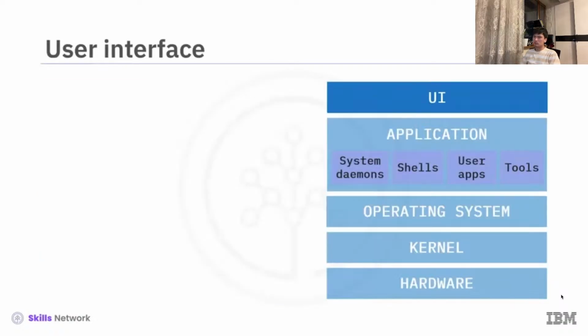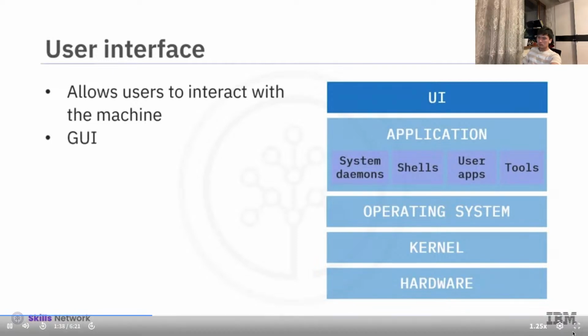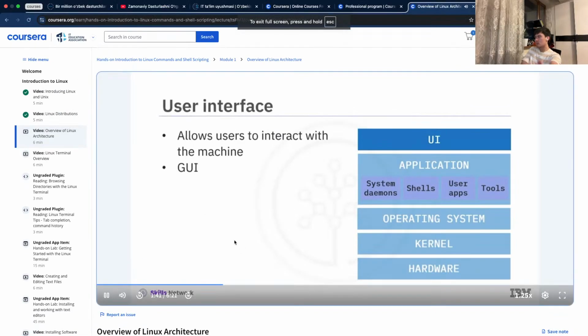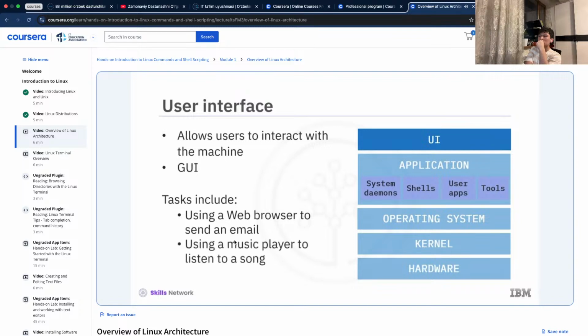The first layer in a Linux system is the user interface. The UI allows users to perform tasks by controlling applications with the keyboard. Desktop versions of Linux include a graphical user interface, or GUI layer, which is similar to Microsoft Windows. This extends the UI functionality to other control devices, such as a mouse. You might use a Linux machine to use a web browser to send your friend an email, or use a music player to listen to your favorite song.